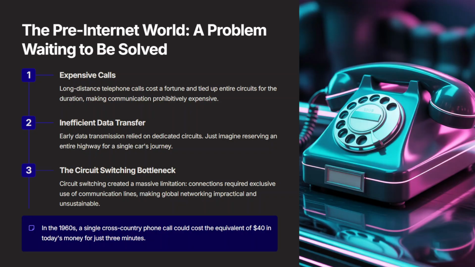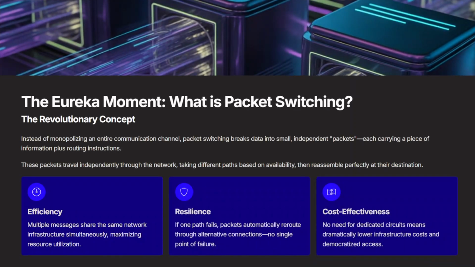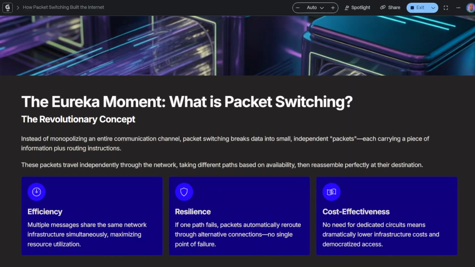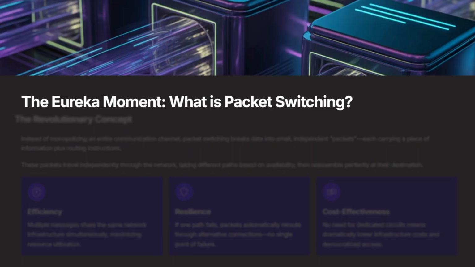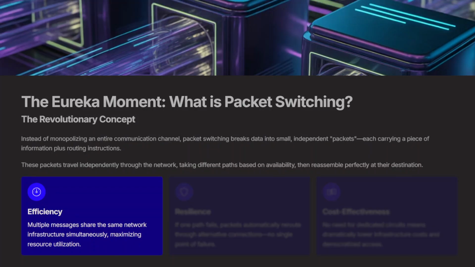Not at all. And that leads to the second problem. Massive inefficiency, especially for computer data, which tends to be bursty, little bits here and there. Right, not like a continuous voice call. Exactly. The analogy used is reserving an entire 6-lane highway just for one car carrying one letter. Oh, okay, I get that. Most of the time, that highway is empty, totally wasted capacity. But it's still reserved, still unavailable for anyone else.